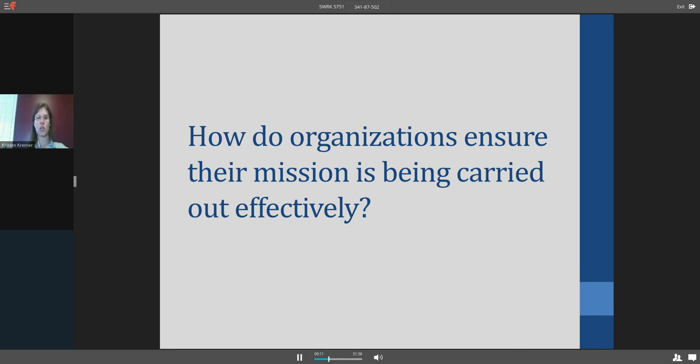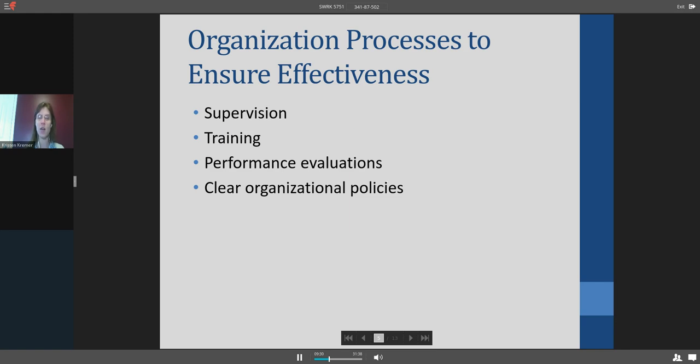And that's what happens in nonprofits as well. The president of the board of directors might relay something to the members of the board. It's going to be tweaked a little bit as it goes down that chain of command. So you have to make sure that you have effective policies to make sure that you have an effective mission and effective programs. So there's a variety of processes that organizations have in place to ensure effectiveness. These include providing staff with supervision and training, evaluating staff on a regular periodic basis, and also having clear organizational policies. So we'll go through each of these four things.